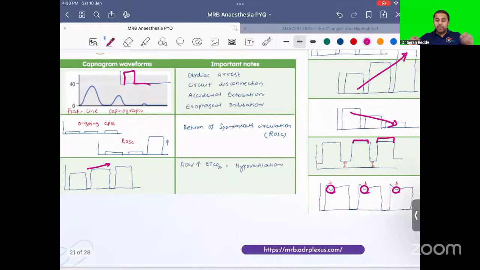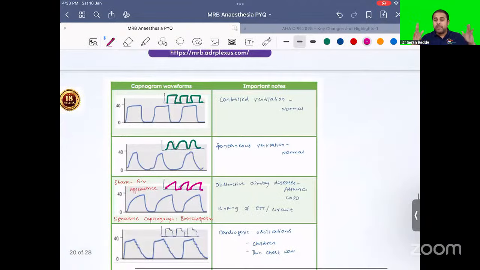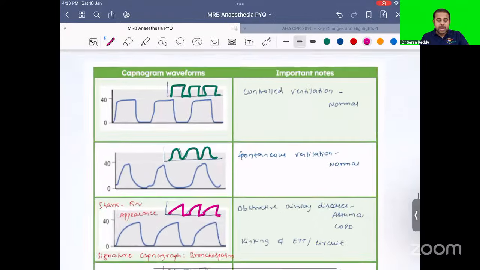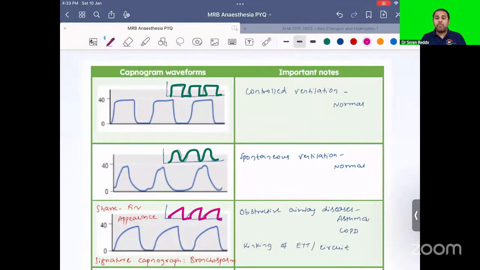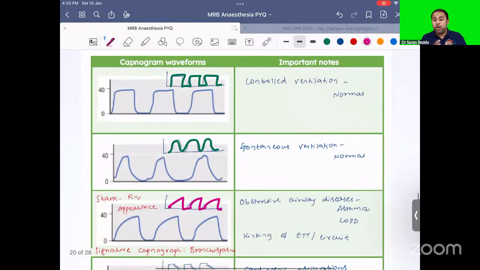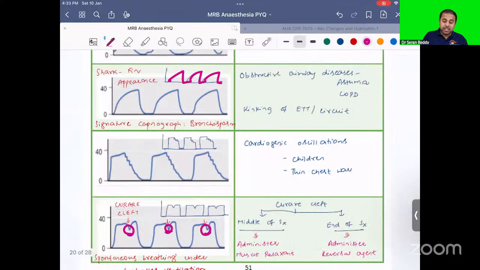So capnography: there is one inspiratory and three expiratory phases. In controlled ventilation, you see the square-shaped waveforms; in spontaneous ventilation, the inverted U-shaped waveforms. The shark fin appearance is the signature capnograph of bronchospasm, seen in obstructive airway diseases like asthma, COPD, and kinking of the endotracheal tube or circuit. Cardiogenic oscillations are usually seen in children or with thin chest wall. Curare cleft indicates spontaneous breathing under controlled ventilation. If curare cleft occurs in the middle of the surgery, you administer muscle relaxant; at the end, reversal agent.